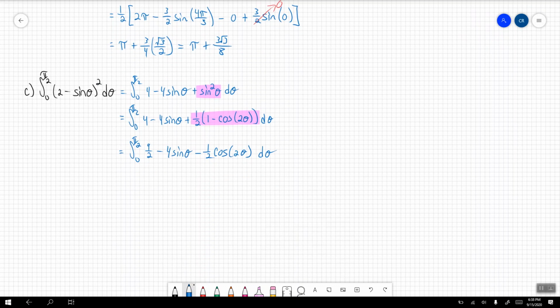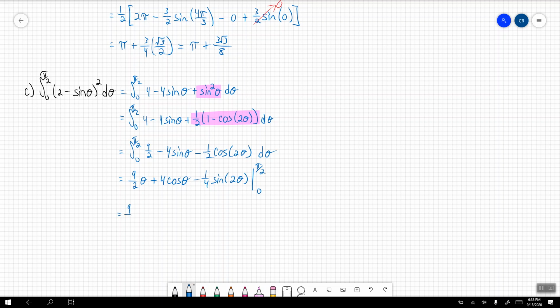Okay, now we can do term-by-term integration. The integral of 9/2 with respect to theta is 9/2 theta. The integral of negative 4 sine theta is positive 4 cosine theta. The integral of negative 1/2 cosine 2 theta is negative 1/4 sine of 2 theta. And this is all evaluated from 0 to pi halves. Now you can double check: if you take the derivative of negative 1/4 sine 2 theta, we should get negative 1/2 cosine 2 theta.